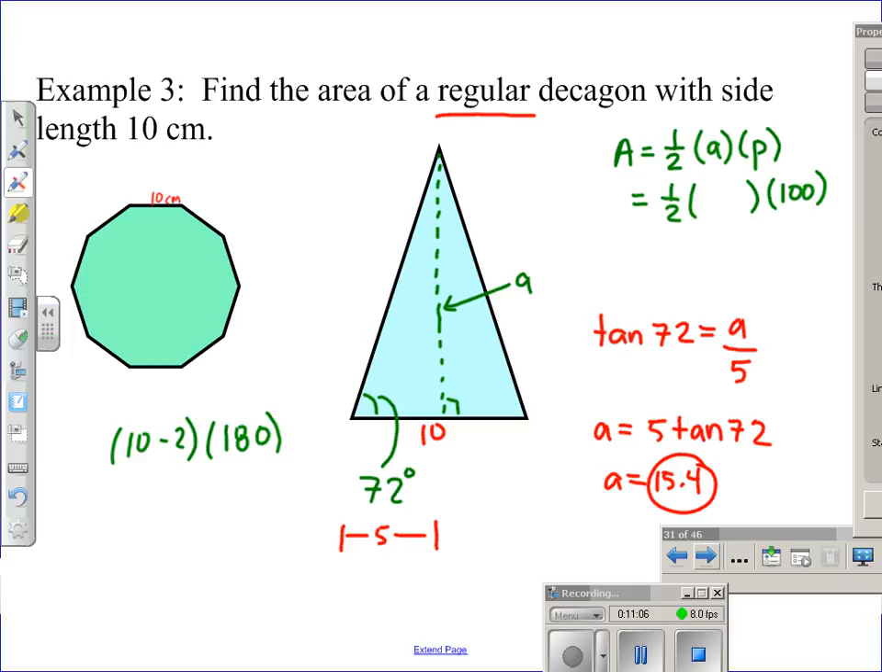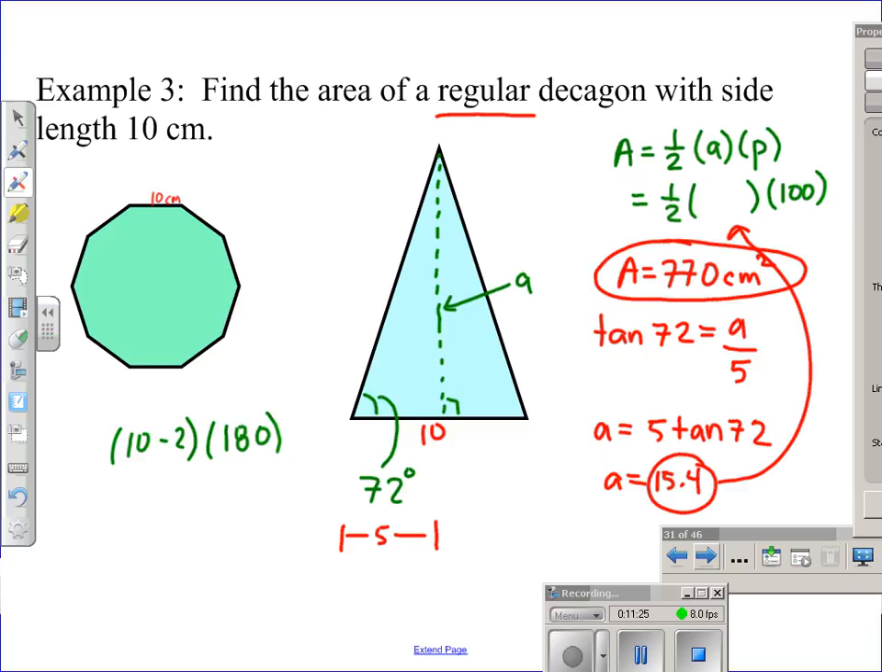I can now take that and plug it in up here. That's going to give me that the area of this figure is about 770 square centimeters. That's the final answer.